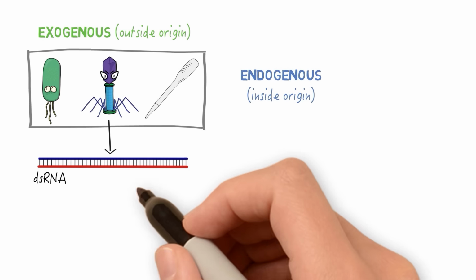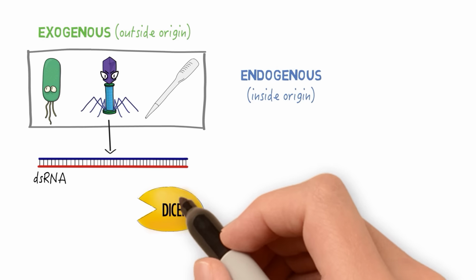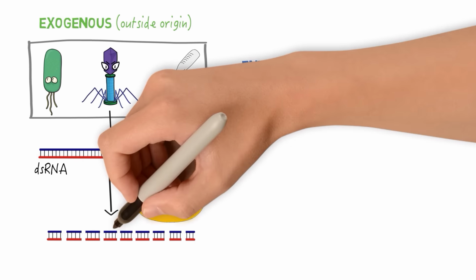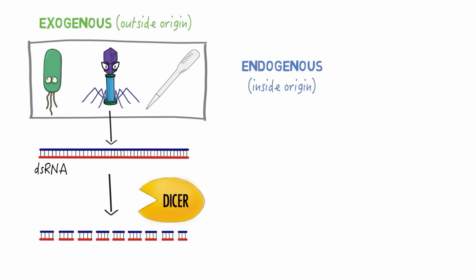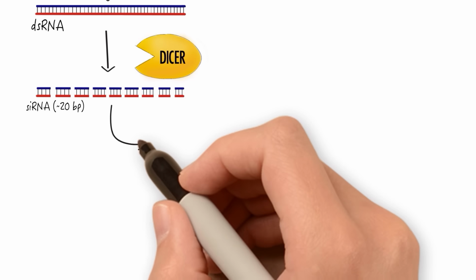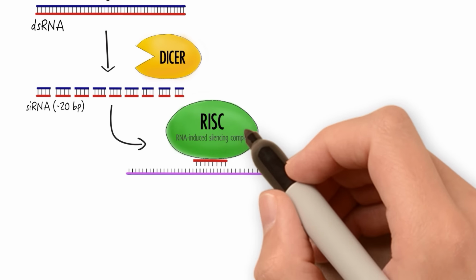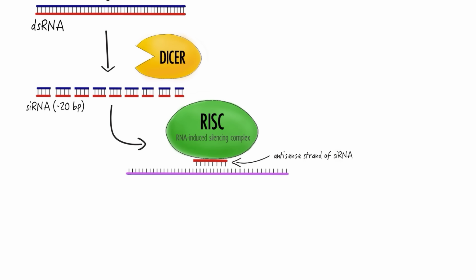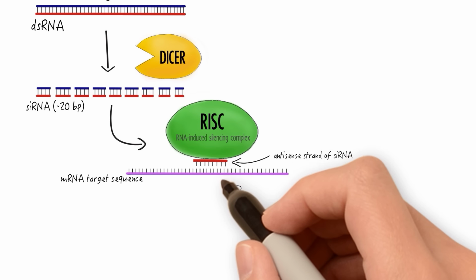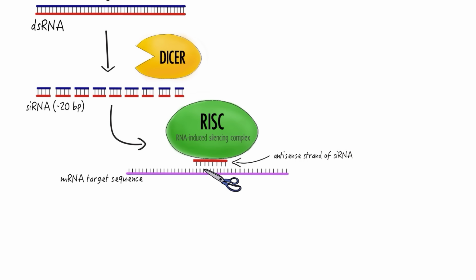Once it's in the cytoplasm, an enzyme called dicer cuts the double-stranded RNA into smaller fragments, around 20 base pairs. These small chunks of dsRNA are called small interfering RNAs, or siRNAs. Afterwards, the antisense strand of the siRNA attaches to a protein complex called RISC, or RNA-induced silencing complex. This strand guides RISC to the complementary mRNA sequence that has exited the nucleus but has not yet been translated into protein. Once the antisense strand binds onto the mRNA sequence along with RISC, an enzyme in RISC cuts the mRNA strand, which is degraded and can no longer be made into protein.